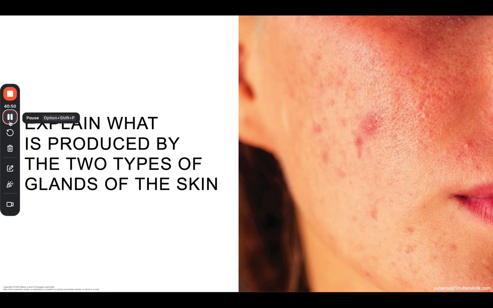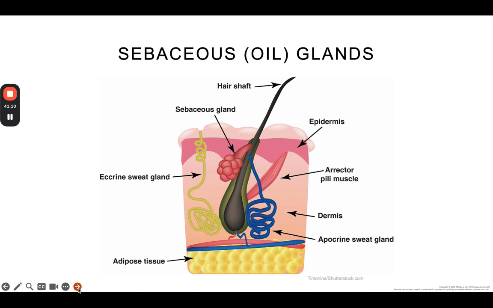Objective number 8, explain what is produced by the two types of glands of the skin. The dermis of the skin contains two types of duct glands, each producing different substances. The sebaceous gland secretes oil, while the sudoriferous gland excretes sweat. Sebaceous glands are connected to hair follicles and produce oil, which protects the surface of the skin. If the duct becomes clogged, open or closed comedones are formed, which means blackheads or whiteheads are formed. Blackheads are open comedones, whiteheads are closed comedones. The oily secretions lubricate both the skin and hair. Sebaceous glands are larger on the face and scalp than on the rest of the body.